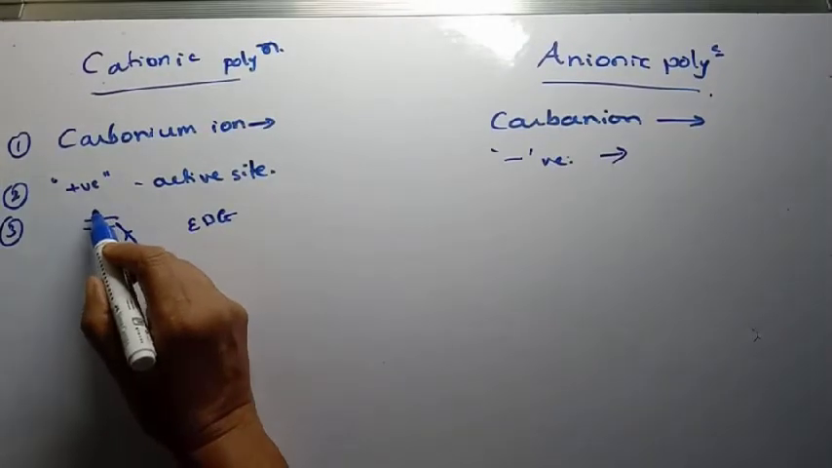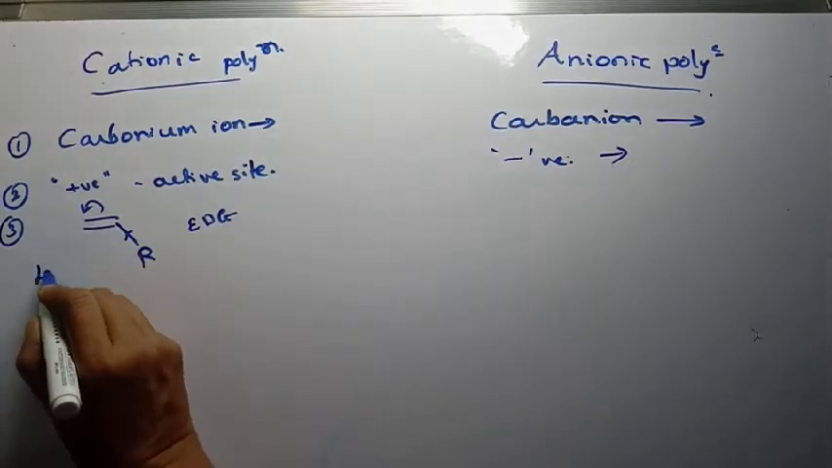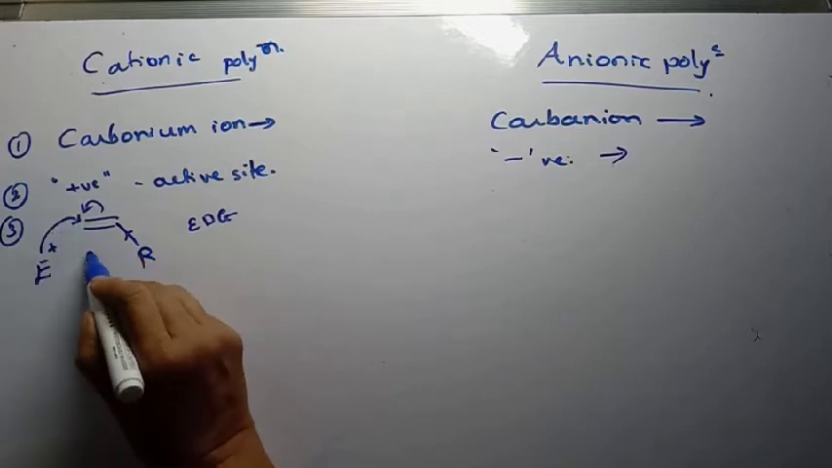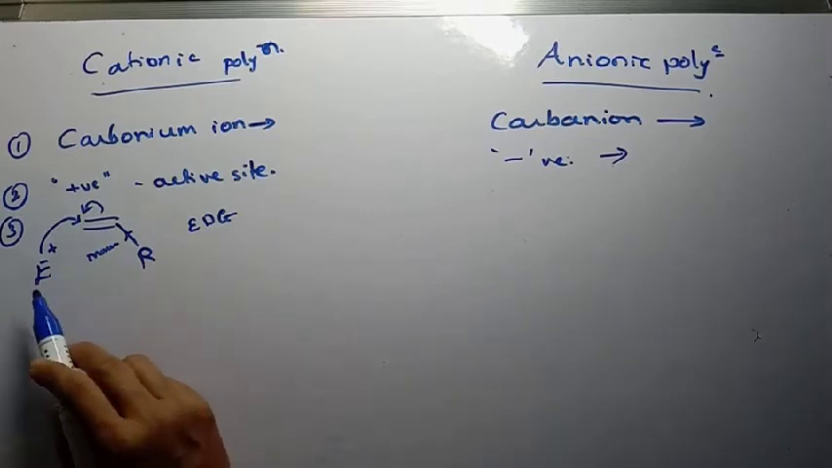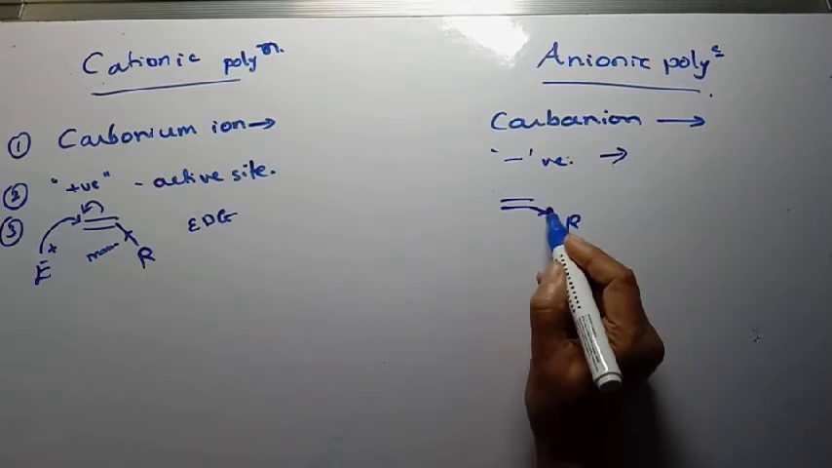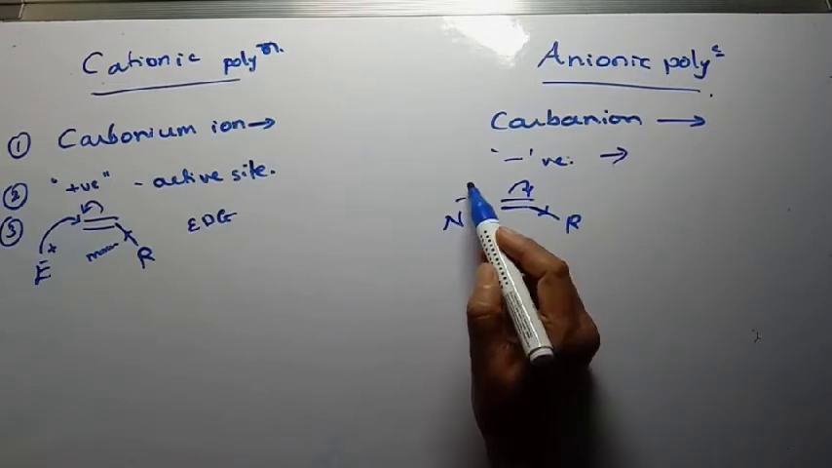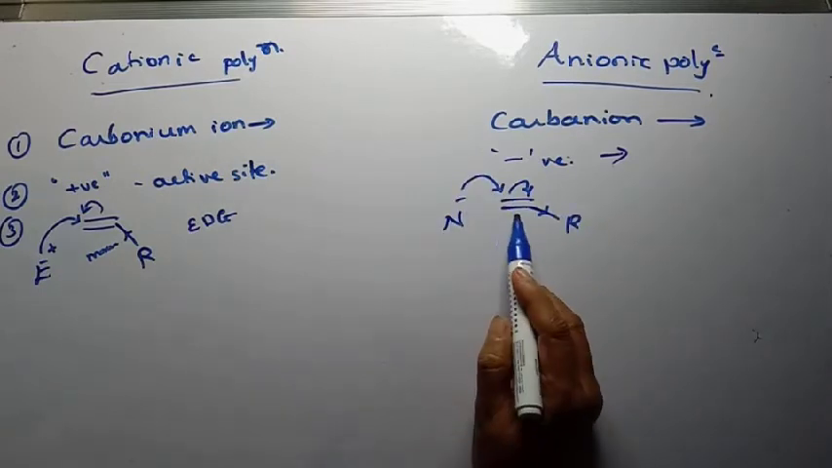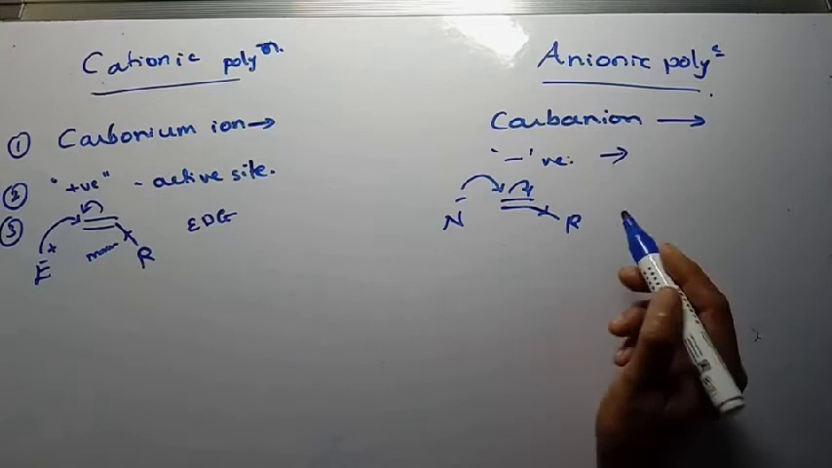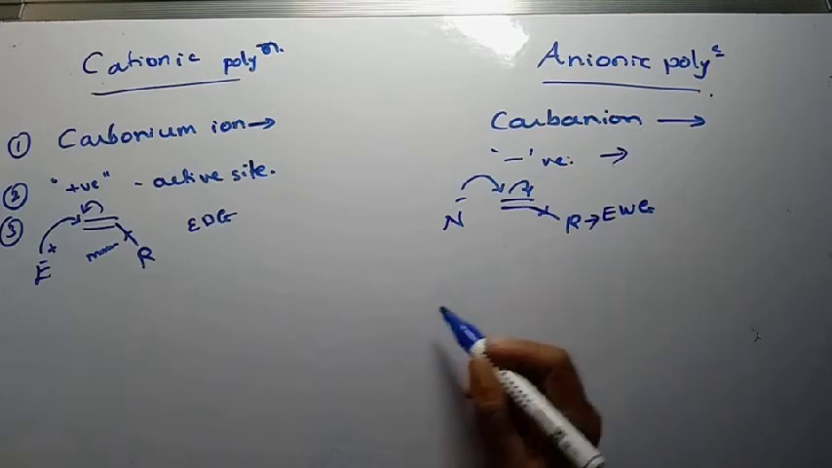So thereby the shifting of electrons takes place, and the electrophile, that is the initiator, attacks the monomer. In this case R is an electron donating group, but in anionic polymerization R is an electron withdrawing group. So the electrons will shift like this, and here the initiator is a nucleophile which attacks the carbon of the double bond. So in cationic, R is an electron donating group, whereas here R is an electron withdrawing group.